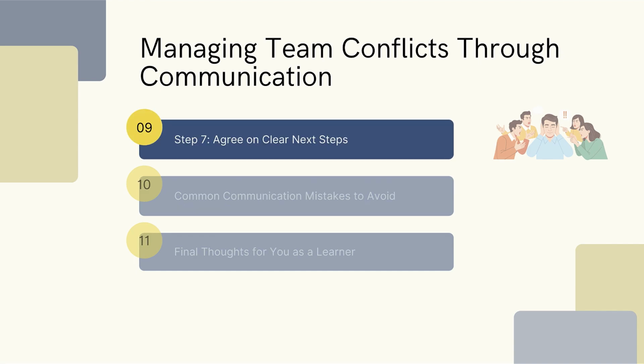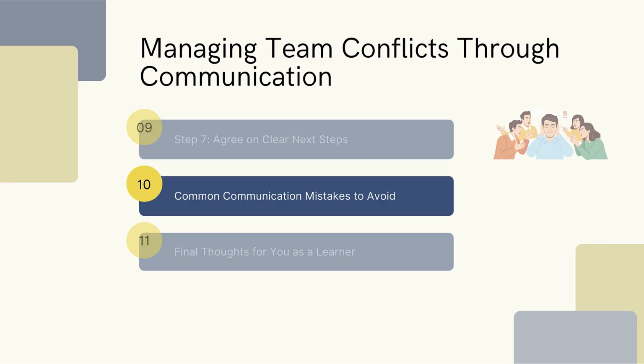Step 7. Agree on clear next steps. A great conflict conversation means nothing without clear follow-up. Always end with: what will change? Who will do what? When will it be reviewed? Example: from now on, we'll clarify priorities at the start of each sprint and review them weekly. Clarity reduces future conflict.